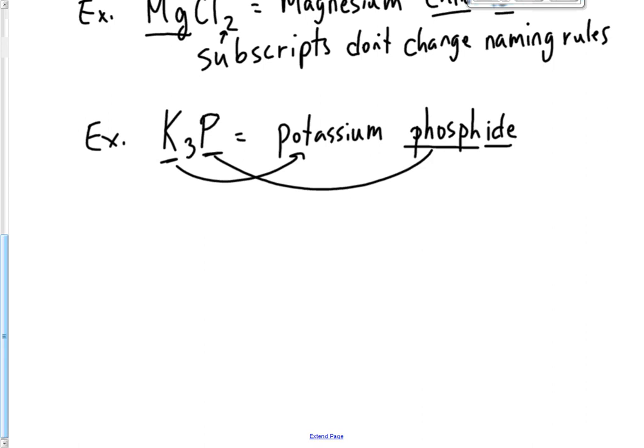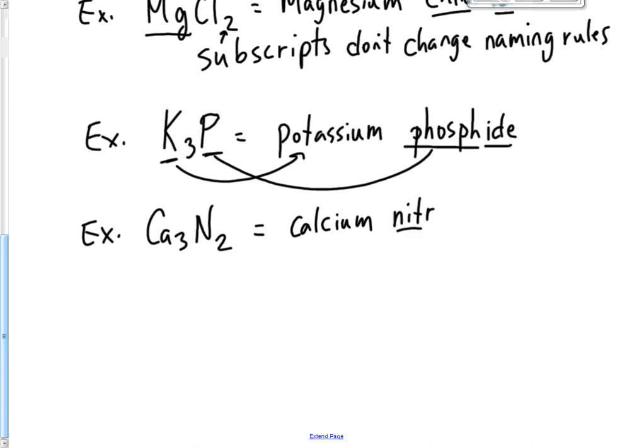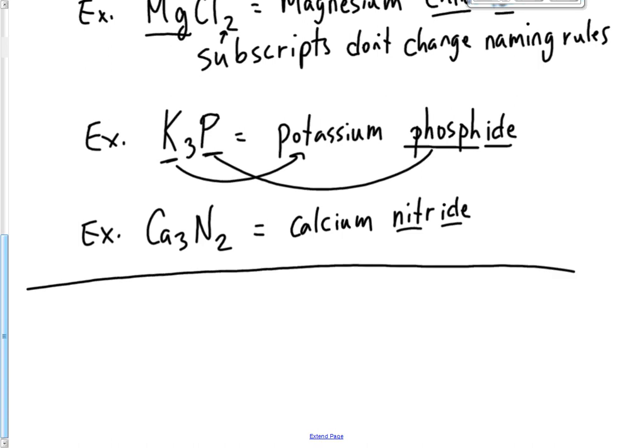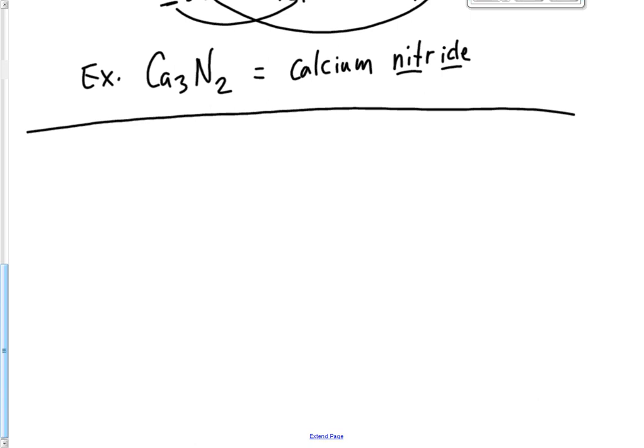All right, and then one last example real quick. We'll go Ca3N2. Again, the subscripts don't matter as far as naming is concerned. So we're going to go calcium, and then N is nitrogen. So there's your root, and there's IDE, so calcium nitride. That is taking the formula and coming up with the name.